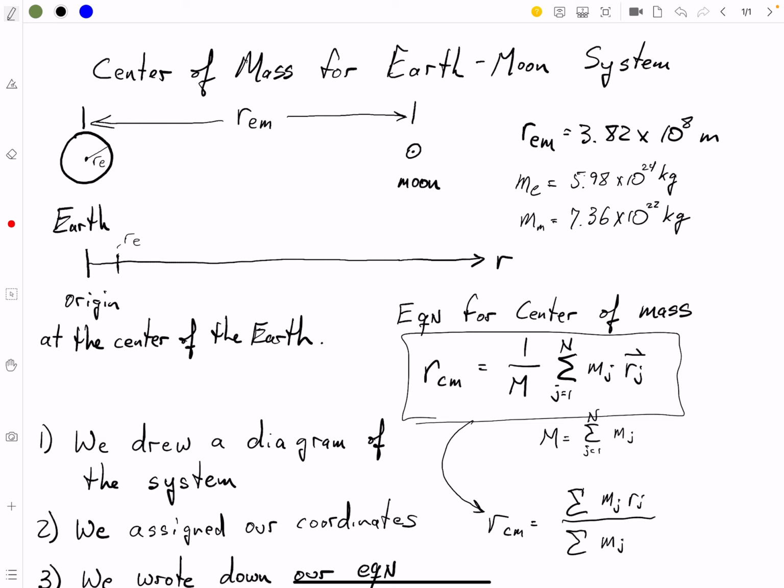So anyway, the radius of the Earth-Moon system, the distance between those two objects, is 3.82 times 10 to the 8 meters. And just because we're going to be using it later, the mass of the Earth is 5.98 times 10 to the 24 kilograms, and the mass of the moon is 7.36 times 10 to the 22 kilograms.